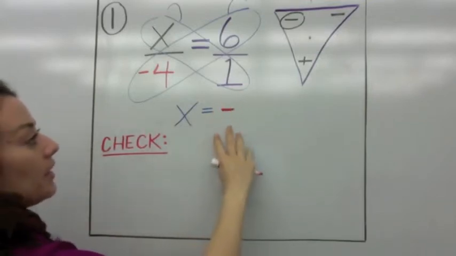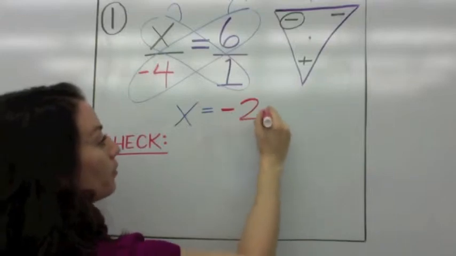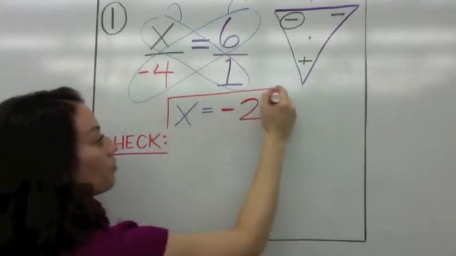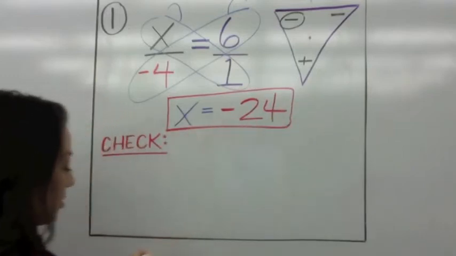6, 12, 18, 24. Boom. There you go. So this answer is also negative 24. Put a box around that. Now I am going to make you check these.